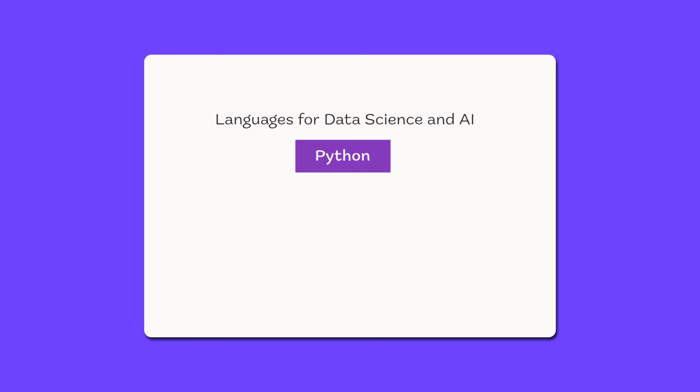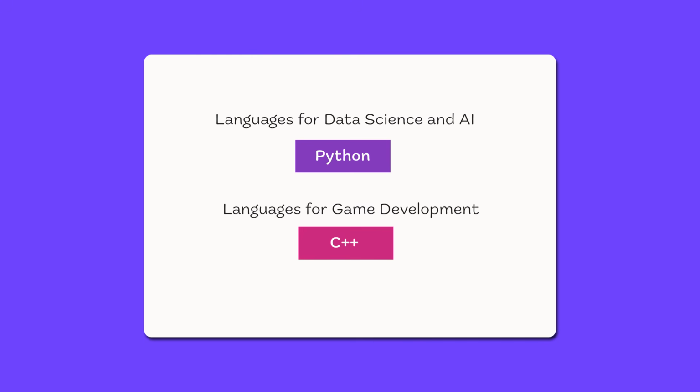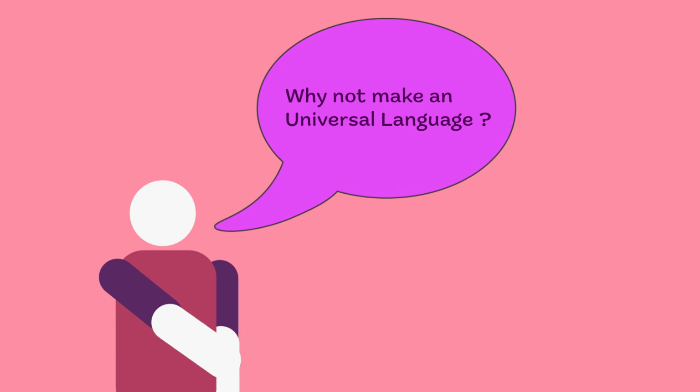If we have to design databases and APIs, for that we have back-end languages like SQL. Then we have languages like Python that can be used for data science and artificial intelligence. Similarly, game development languages are often used to build games and graphics-heavy applications. For example, C++.